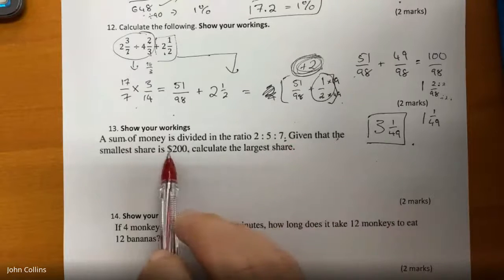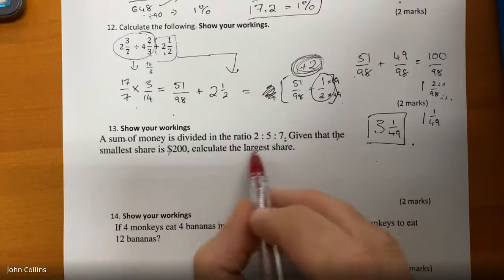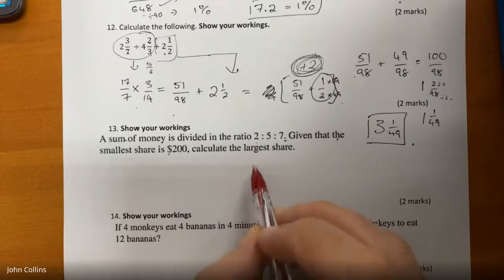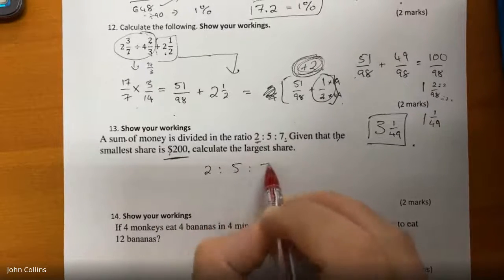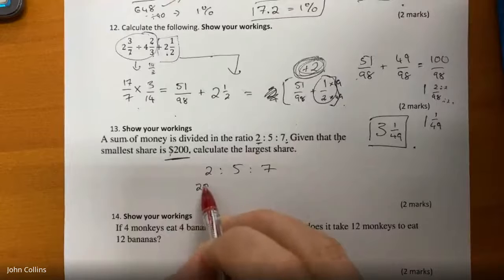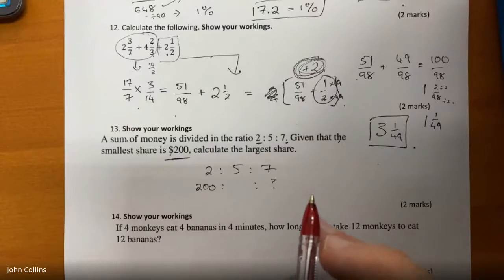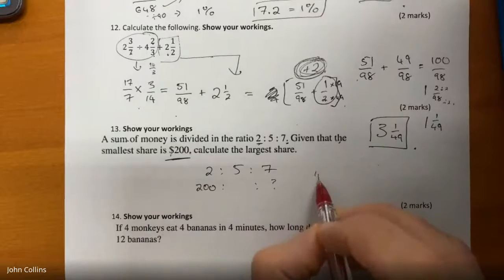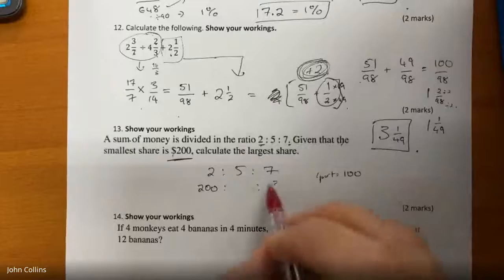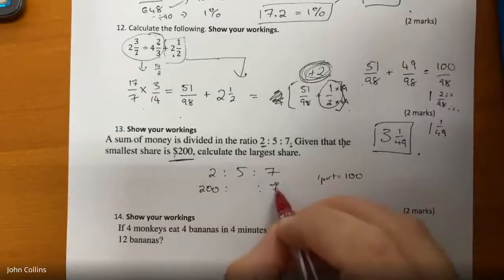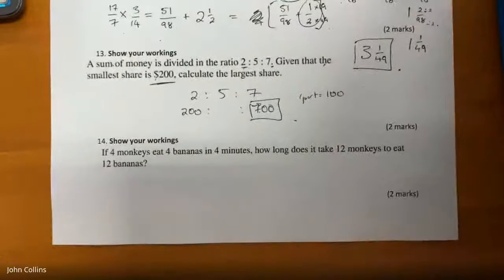Given that the smallest share is 200, calculate the largest share. So you could go a long way about this, but if you notice that 200 is equivalent to this 2. So 2 to 5 to 7. $200 is the 2 parts of the price, and what we want to find is what's 7 parts of the price. So 1 part of the price, if 2 parts is 200, 1 part is 100. Okay, and that'll be 7 times 100 then, 700. Not too bad for a little bit of a tricky question.